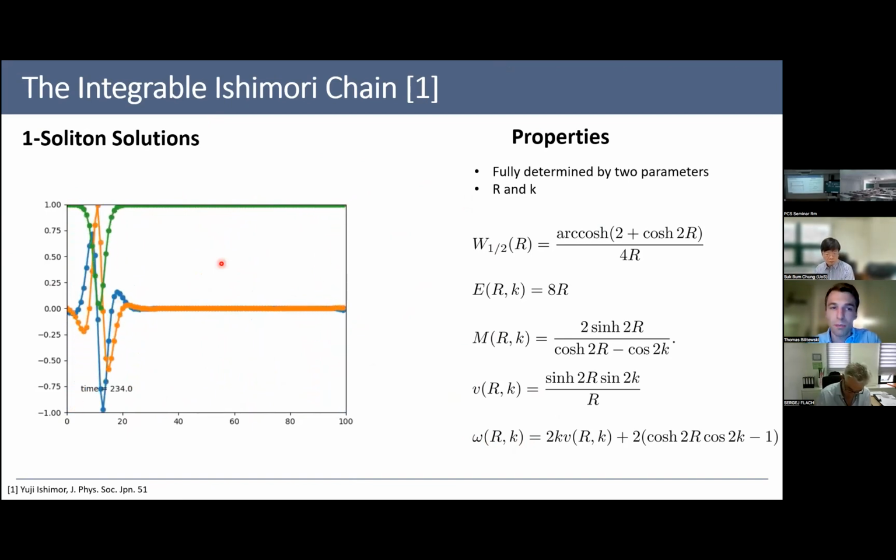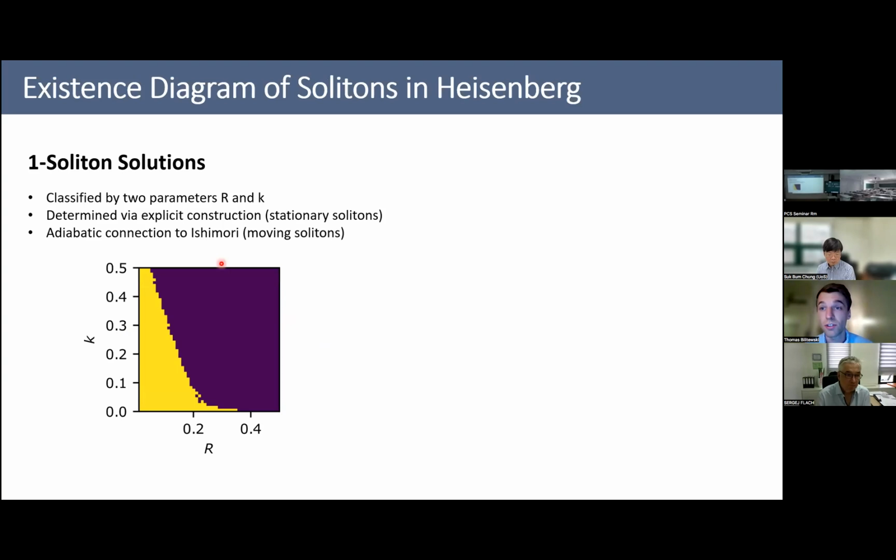I will stop this movie at some point. And this is one of the new results we have. We find one soliton solutions in the Heisenberg chain in a wide parameter regime. So maybe let me explain this plot. I plot an existence diagram for one soliton solutions for the Heisenberg chain as a function of this K, which is like a velocity, and this R, which is an inverse width. And we get those by an explicit construction for stationary solitons. So along this K=0 line, we can explicitly construct them exactly. And for finite velocities, we can construct them by adiabatically connecting Ishimori solitons to Heisenberg solitons.